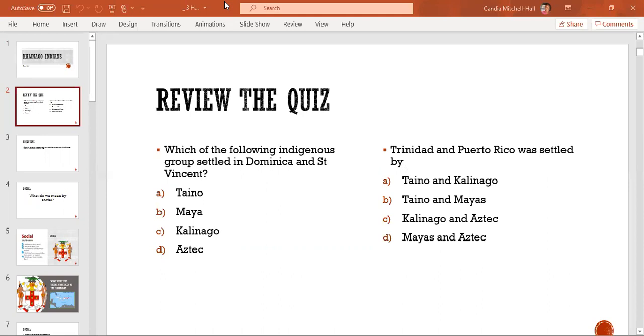Which of the following indigenous groups settled in Dominica and Saint Vincent? All right. Read the responses. Taínos, Maya, Kalinago, and Aztecs. All right, class, which is the correct answer? Kalinagos. C, the answer is Kalinago, correct.